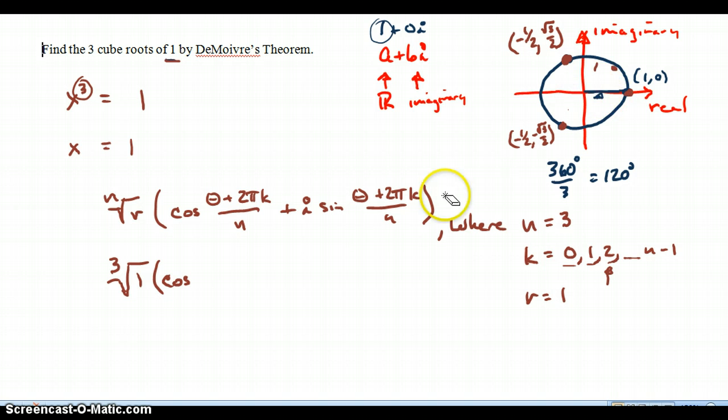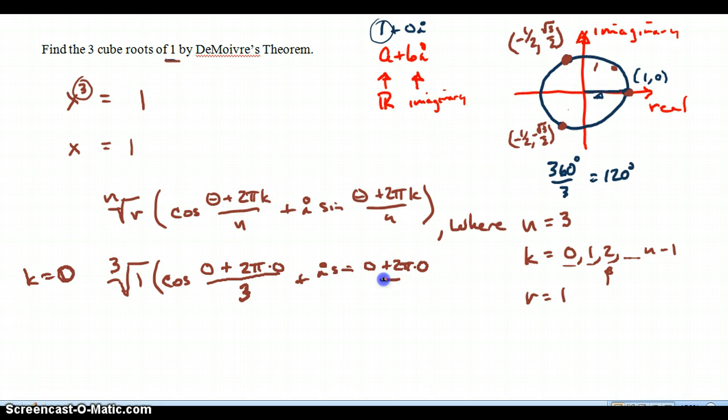This is a 0 degree. Our theta is 0 degrees. So theta is 0 when we're at 1, 0. So this is going to be 0 plus our first k. This is going to be for k equal to 0. We're putting in 0, 1, 2 for k. So this is going to be 2 pi times 0 over the number of roots. Oh, that's going to be a 3. Plus i sine 0 plus 2 pi times 0 over 3.